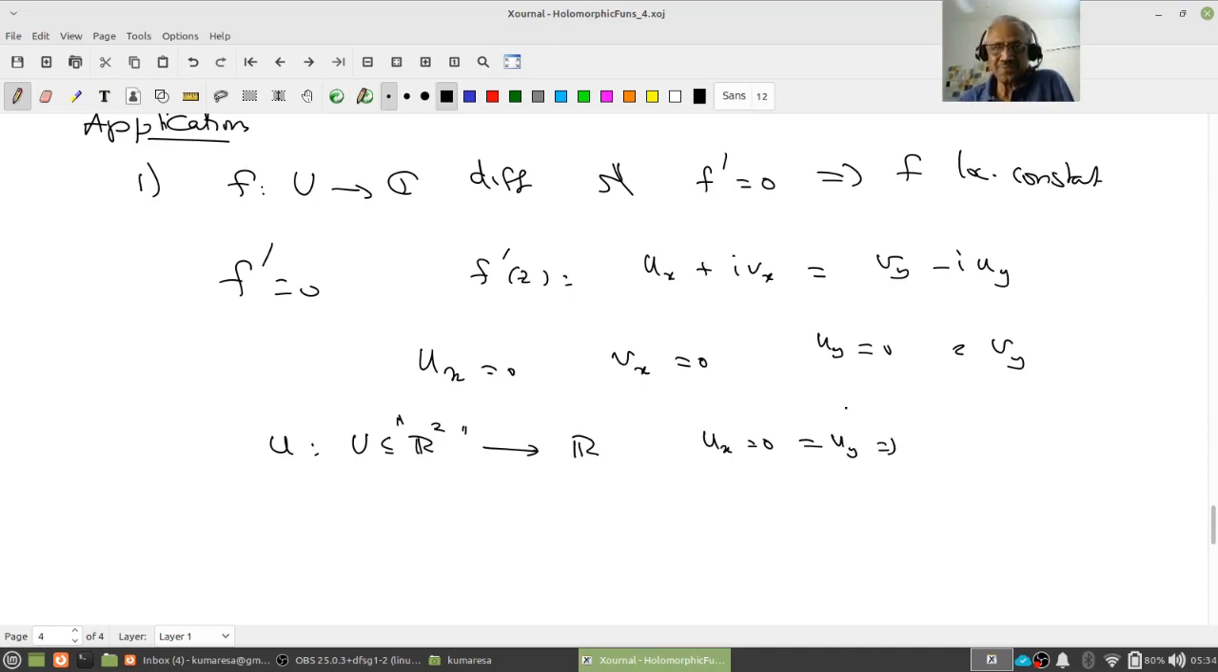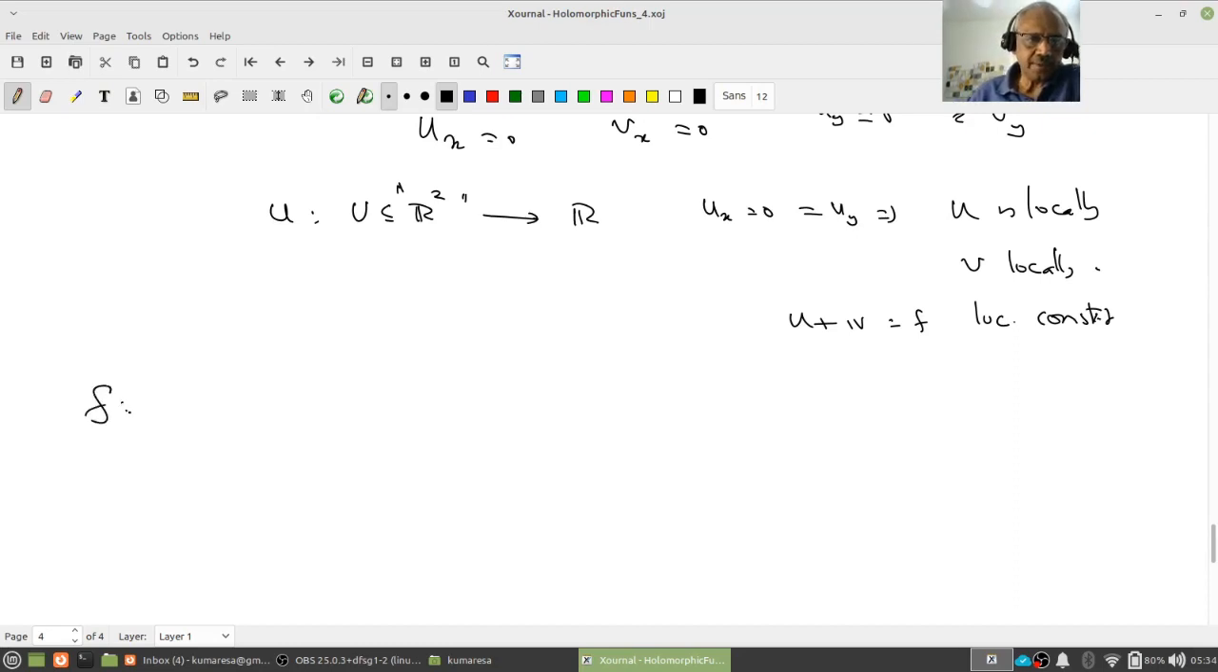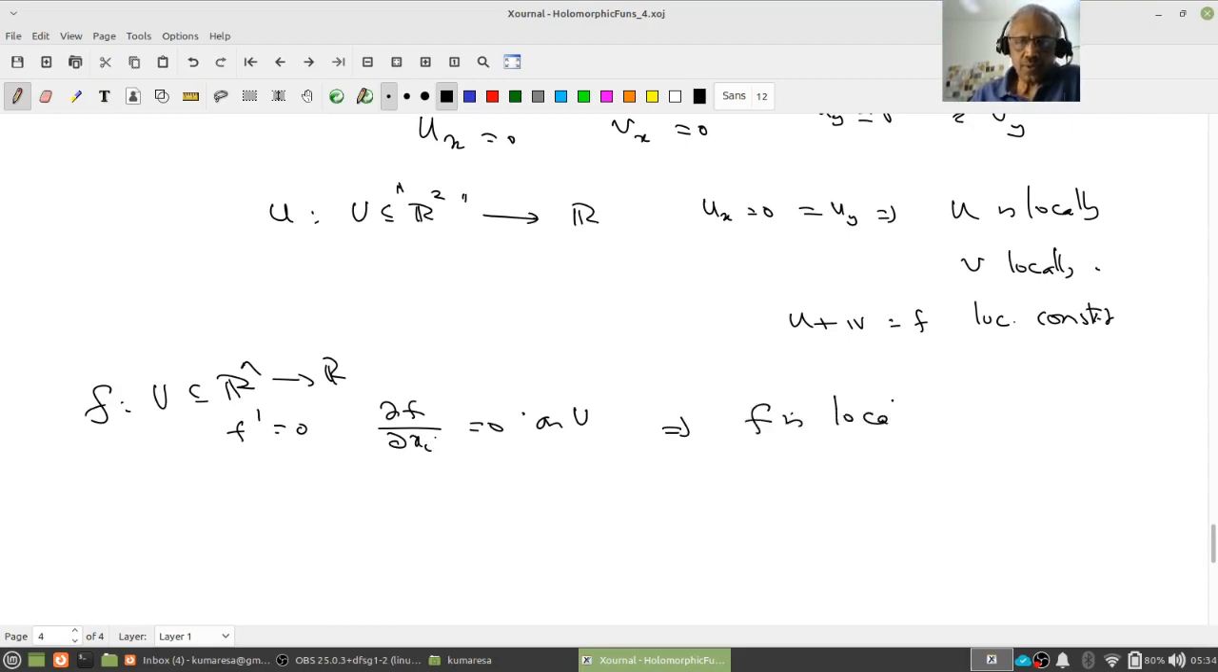That's the one thing you should have learned from me. If U is connected, or a convex set, then it is going to be constant. Otherwise, this means u is locally constant, and similarly v is locally constant, and hence u plus iv, that is f, is locally constant. So if I have a real valued function f from any open set in Rn to R, and f dash is 0, that is, all the gradients del f by del x are 0 on U, then f is locally constant.